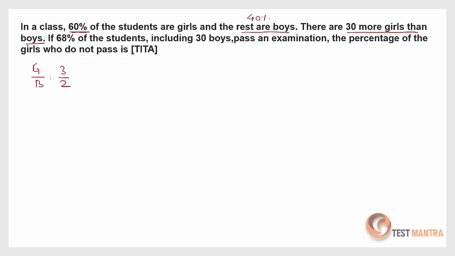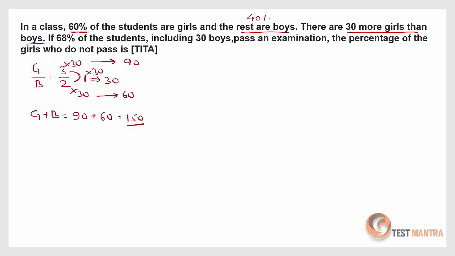Assuming 3 girls and 2 boys, the difference between them is 1. But what is the actual difference given? The actual difference is 30, which is 30 times my assumption. So the actual values will be 30 times these. I can say there will be altogether 90 girls and 60 boys, right? I can find the total number of girls and boys there. That's 150 people. Right, that's the first thing which we have identified.